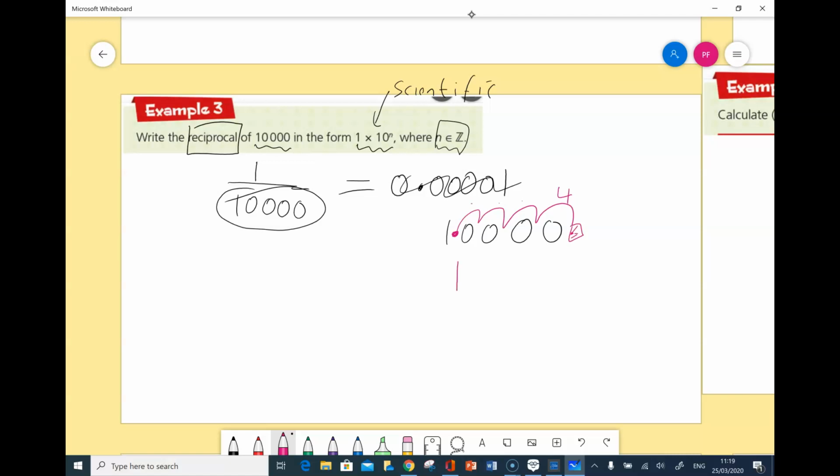So it's 1.0, so just 1, by 10 to the power of, we jumped to the right, so it's 4. So that's what 10,000 is, but we have 1 over 10,000, so it's 1 over 1 by 10 to the power of 4. And you might remember from indices, if the number is underneath the line, it's a power of a negative number. So therefore, it's 1 by 10 to the power of minus 4.